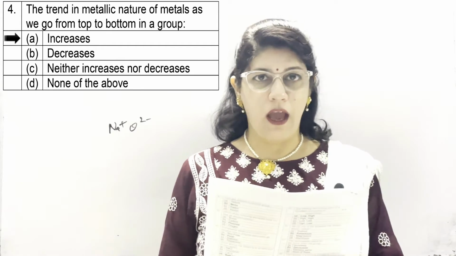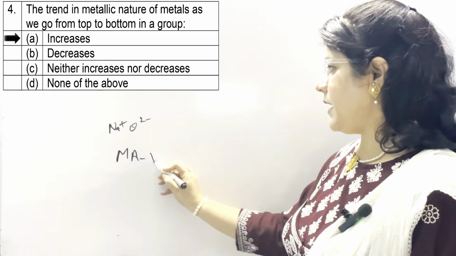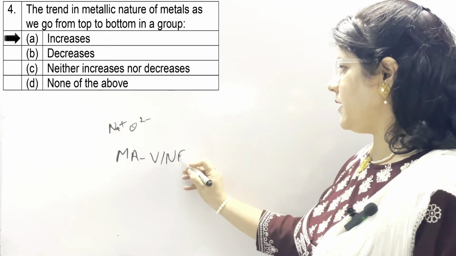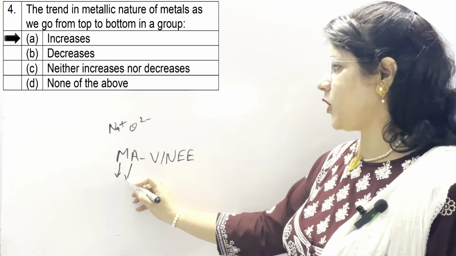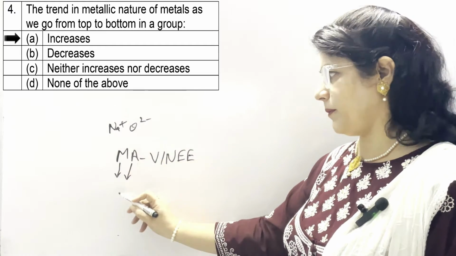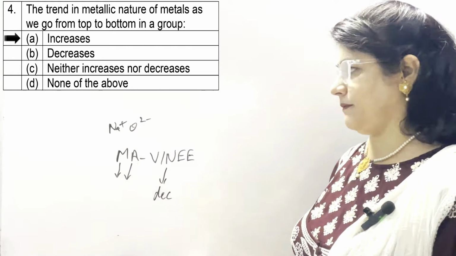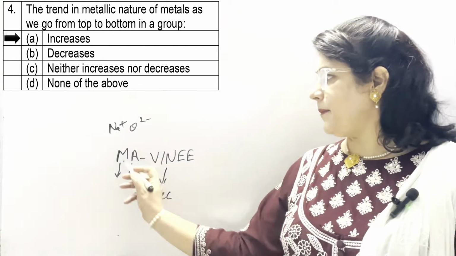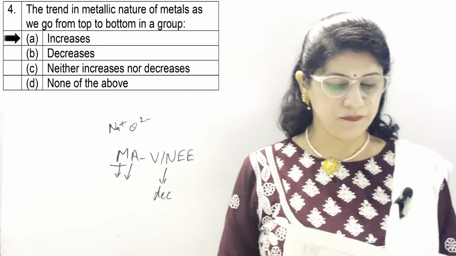To remember this, we have a short term, MAVINEE. MA is metallic nature and A is atomic size. These two increase when we go from top to bottom in a group, and all others decrease when we go from top to bottom. So MA means metallic character increases when we go from top to bottom in a group.